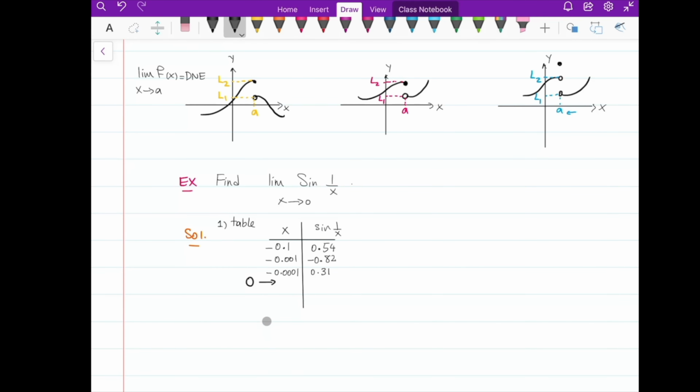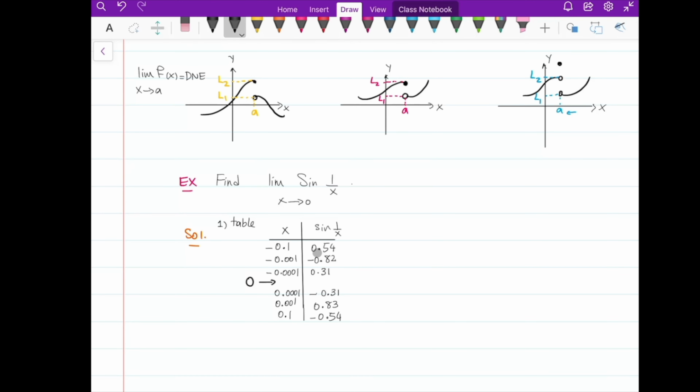Okay, let's put some values that are greater than 0. For example, I'm gonna choose 0.1, I'm gonna choose 0.001, and I'm gonna choose 0.0001. Let's see. 0.1, I get negative 0.54. 0.001, I get 0.83, and if I plug in 0.0001, I get negative 0.31. Wait a second, they are very different.